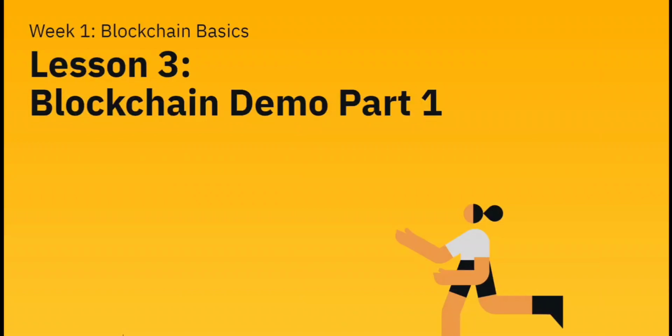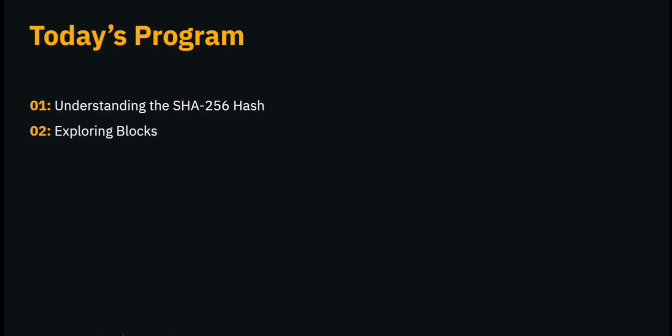what blockchain is. Here's the agenda for today's lesson. First, we'll explain the world of SHA-256 hash, the critical element of the blockchain technology. We will demonstrate how it works and why it's so crucial. Next, we'll break down the basics of blockchain blocks, what they consist of, and how they're validated.